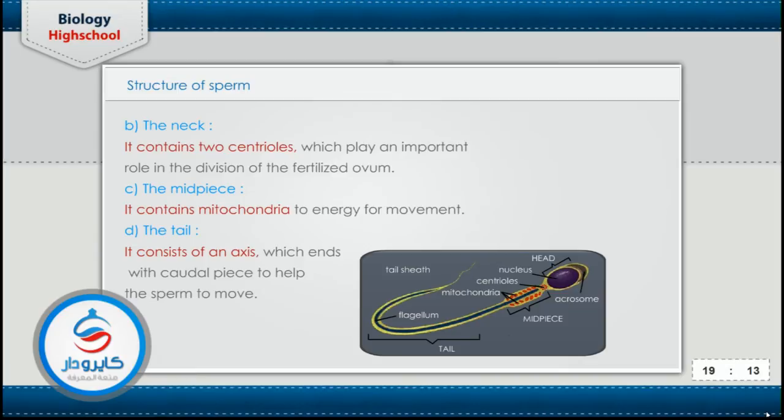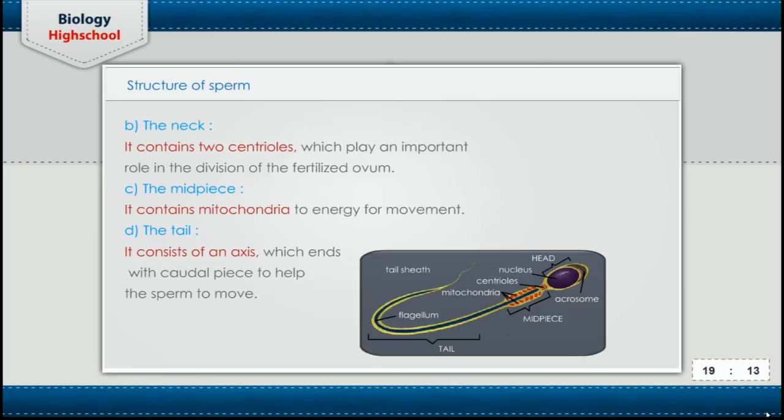The head contains the genetic material inside the nucleus, but the neck contains the centrioles, which help the ovum to develop and change into an embryo. So the centrioles are very important for the division of the fertilized ovum.